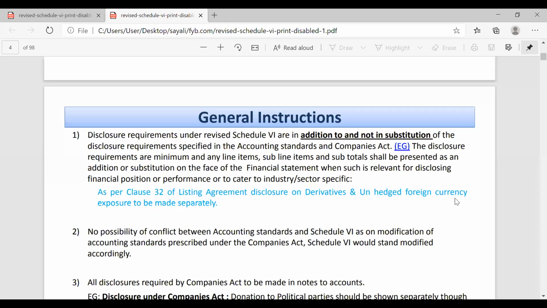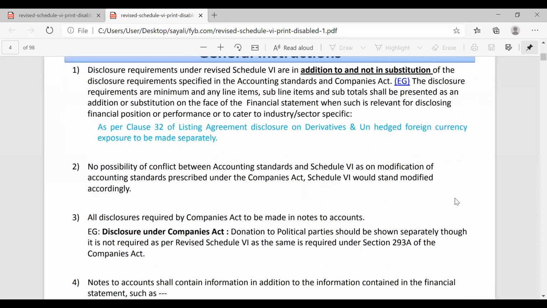Means whatever rules and regulations, accounting concepts, conventions and principles are there, they should be followed while recording Schedule 6. All disclosure required by the Companies Act is to be made in notes to account. Means whatever transaction you are not recording as it is in the vertical form of your balance sheet, you should prepare in the notes to account and then it should be recorded. So it is called disclosure under the Companies Act.